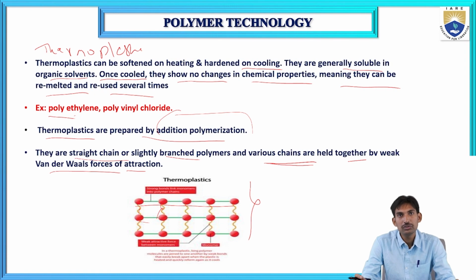Thermoplastics can be prepared by using simple addition polymerization. They are slightly branched or linear chain polymers, and various chains are held together by weak van der Waals forces of attraction. In a thermoplastic, between two chains of a polymer, there exist weak van der Waals forces.